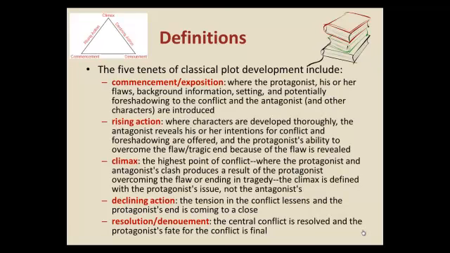Okay, so during the rising action, this is where the characters are developed more thoroughly. Again, the antagonist, you get to see what this person is actually about. If they are going to challenge, if the antagonist is going to challenge the protagonist, you get to know what the intents are.